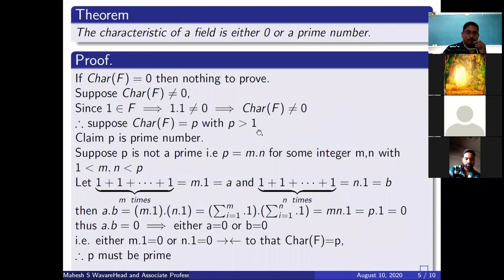Now we see here an important result in field theory, as we have mentioned in the last remark or example, that the characteristic of a field will never be a composite number. So here the statement is that the characteristic of a field is either 0 or a prime number. We know the fields of characteristic 0 are mostly infinite fields. The number of elements in that field is infinite, meaning when one is added infinitely many times.